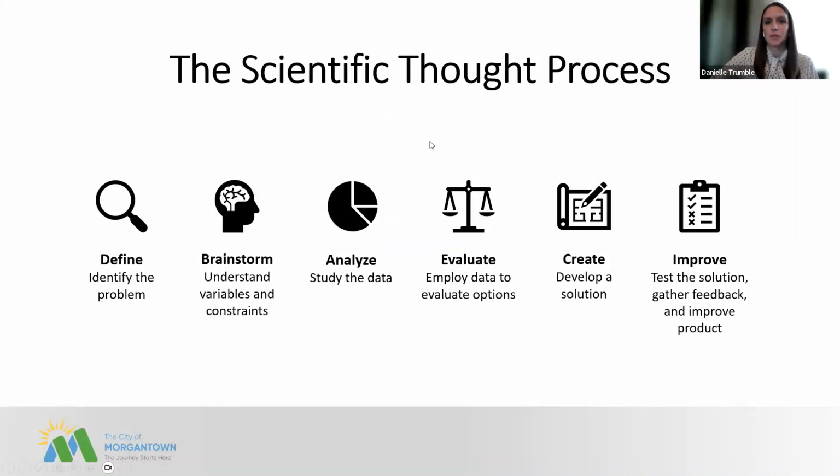Everyone here, I assume, is at least vaguely familiar with the scientific thought process. There's several different versions of this that kind of bounce around, but this is the one that I relate most closely to. We identify the problem, understand constraints or various issues, study what the data says, use that data to impart our solution. And after we come up with a solution and implement, we look at data and test, gather feedback so that we can then improve our process.